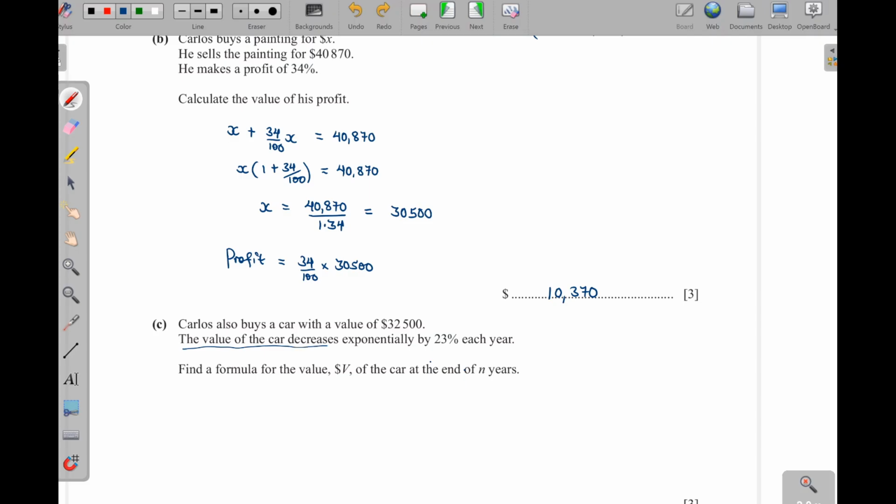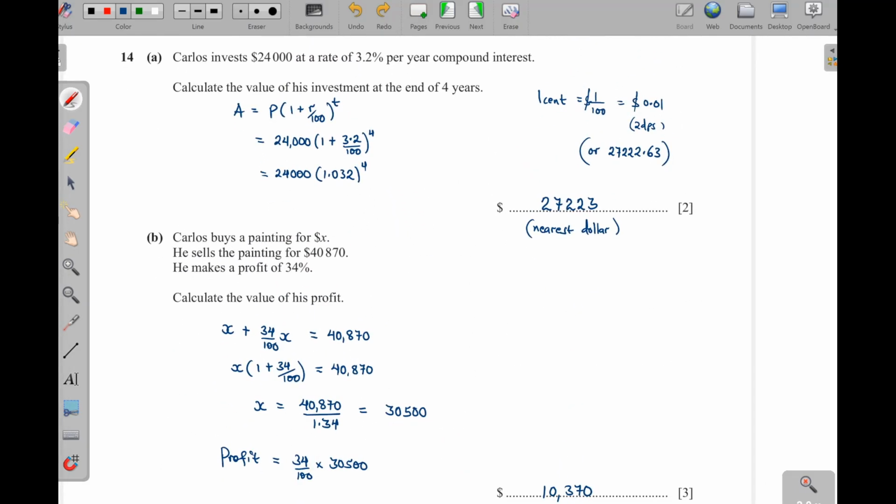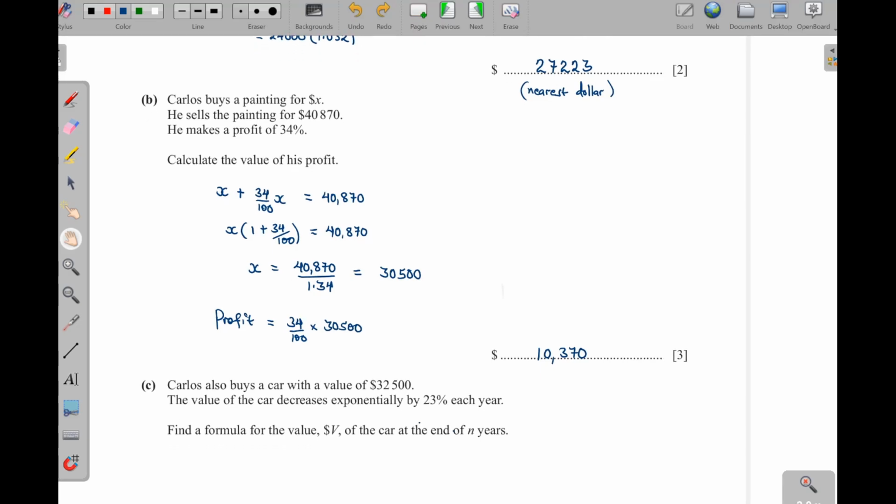Then part C, Carlos also buys a car with a value of $32,500. The value of the car decreases exponentially by 23% each year. Find a formula for the value V of the car at the end of any years. Okay, so just like here in compound interest, for what is increasing exponentially, we put a plus, okay? Then for the one that is decreasing, we put a what?